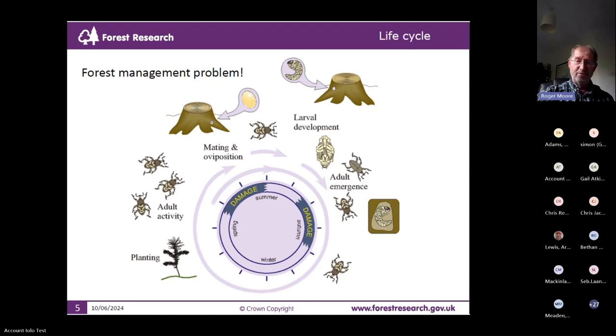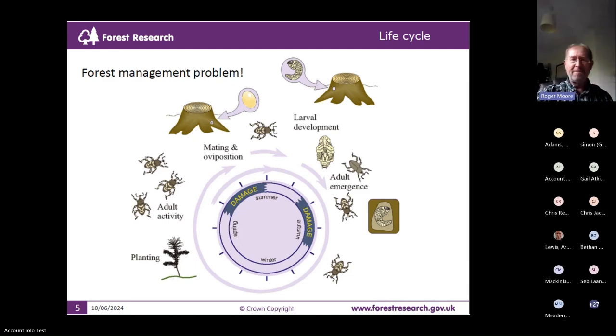They can fly between 1 and 20 kilometers. Because of this ability to find new breeding resources, they're very, very capable of doing that, and will colonize new clearfell sites in very large numbers. And of course, if we've planted the trees up on the site, the adults will eat them and can potentially ring-bark them and kill the trees.